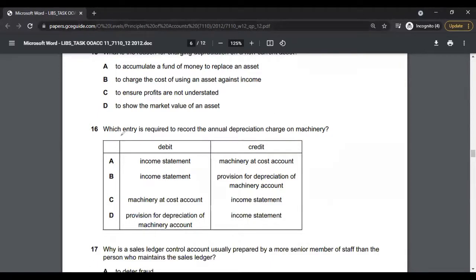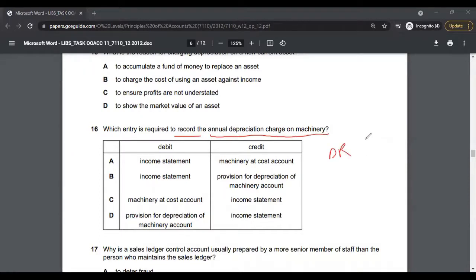Multiple choice 16. Which entry is required to record the annual depreciation charge on machinery? So that's always debit income statement. For depreciation expense, expenses are debit, and then credit provision for depreciation. And that's option B. So the answer to multiple choice 16 is option B. Very simple. If you know these entries, this is a very easy and very simple question.